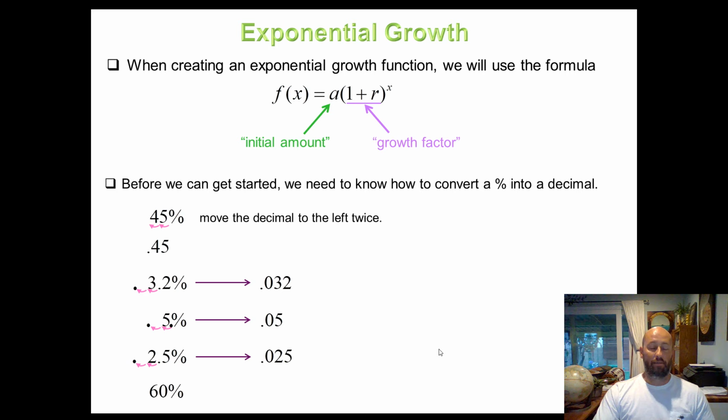Okay, and then let's say we have 60%. So again, the decimal's over here. Bring it over twice. And we end up with 0.6, or you can even put 0.60. It doesn't matter. But you don't need that extra zero at the end. So 0.6.